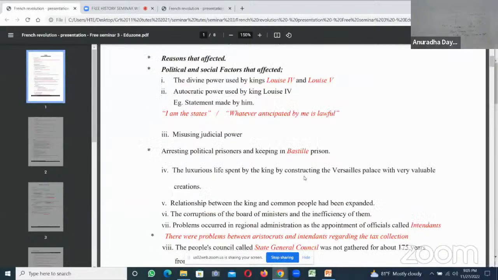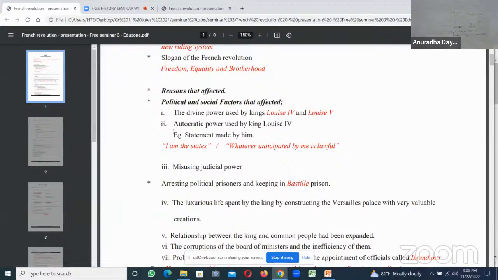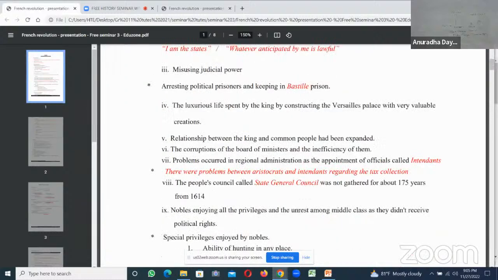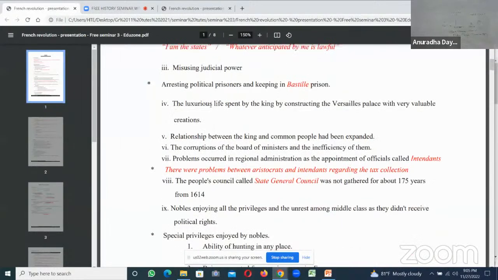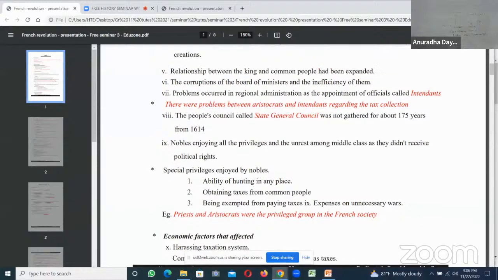So these are political reasons. If you are given a question to write answers that explain the reasons that affected the French Revolution under 2 or 3 headings, the first heading is political and social factors, or political factors and social factors separately you can write. And then we'll come to economic factors.